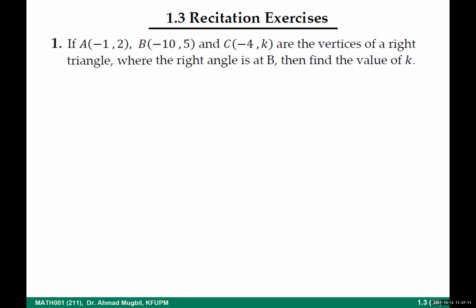So what you will do? Find the slope of AB and BC. Then multiply them, the product of them equals -1. You will have an equation. Solve it for K. Let's do that, Shabab. Do it. And I will take the attendance during that.